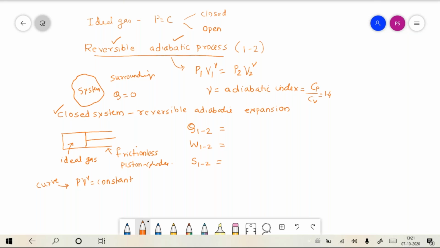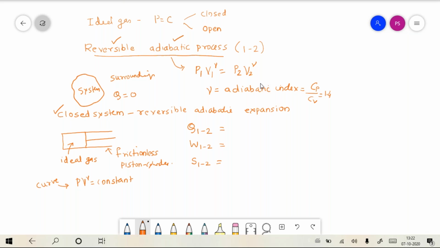This process can be represented by a curve obeying the law P V raised to gamma is equal to constant, where gamma is known as the adiabatic index. This gamma is Cp upon Cv, whose value is 1.4 for ideal gases. If I want to obtain these three expressions, that is Q12, W12, and S12, which are heat transfer, work transfer, and entropy transfer, we need to do the same exercise as we had done earlier.